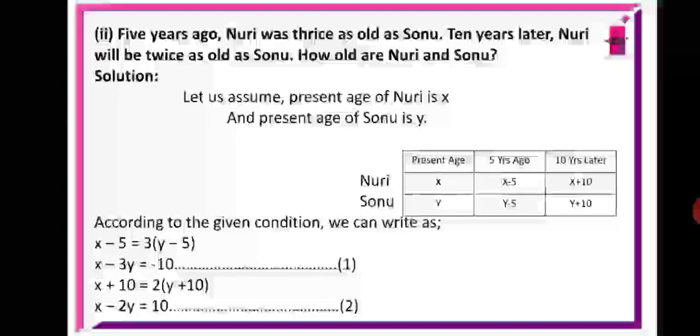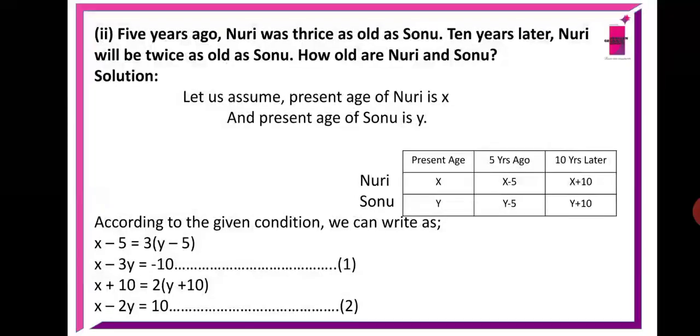Similarly, 5 years ago, Noori was thrice as old as Sonu. 10 years later, Noori will be twice as old as Sonu. How old are Noori and Sonu? 5 years ago, Noori's age was x minus 5, and 10 years later it will be x plus 10. Similarly, Sonu's is y minus 5 and y plus 10.